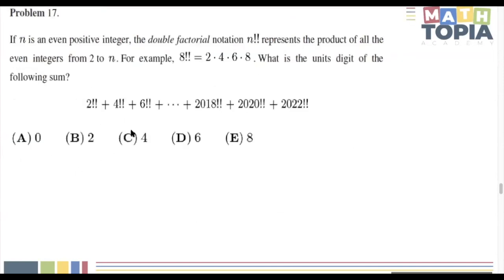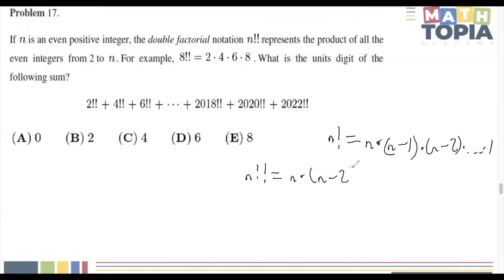Let's move on. All right. So we have some new notation. We have the normal factorial of a number, n factorial, which is just n times n minus 1 times n minus 2, all the way down to 1. But this new definition, n double factorial, is the product of all the even integers from 2 to n, and it is only defined for even integers. So n double factorial is going to be n times n minus 2 times n minus 4, all the way down to 2.